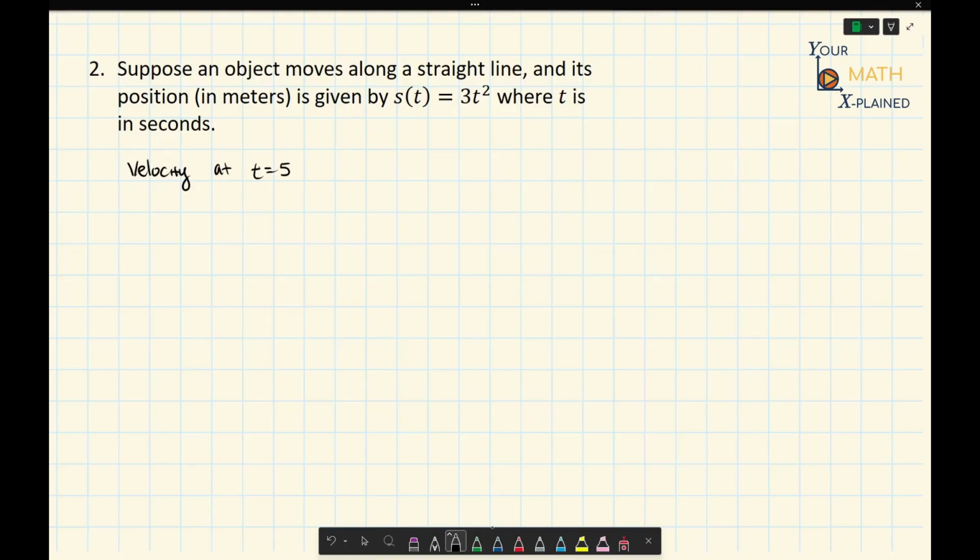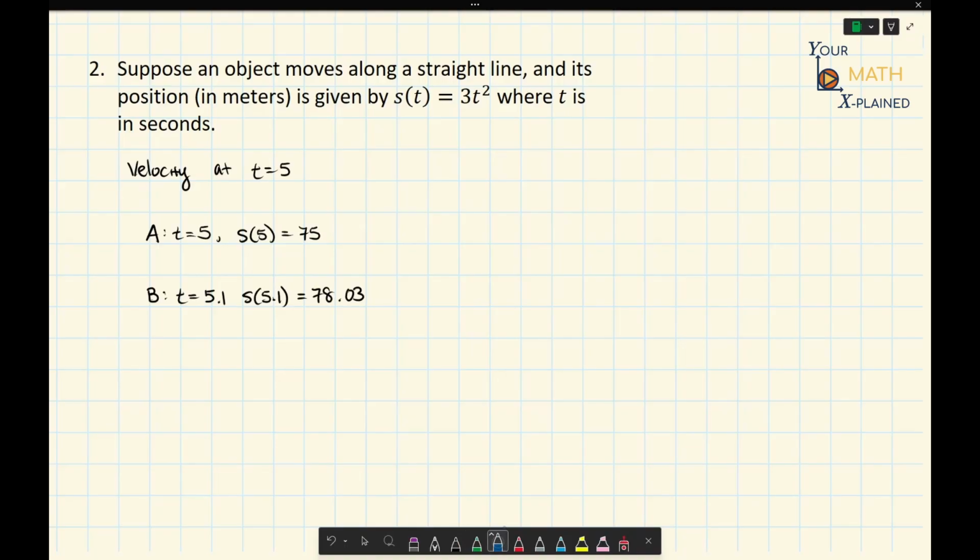Our point of interest is at, let's say, point A, where t is equal to 5. Then we know that the position of the object, s of 5, is going to be equal to 75. Now we can calculate the average velocity of this particular object if we measure its position at another point in time. So let's say at point B, the time is going to be equal to, let's say, 5.1 seconds.